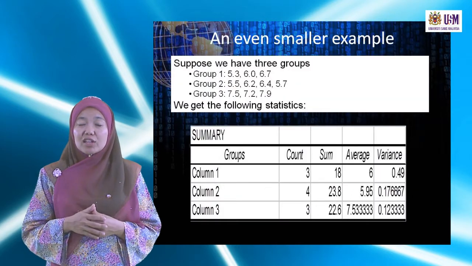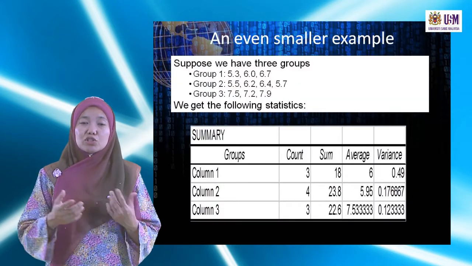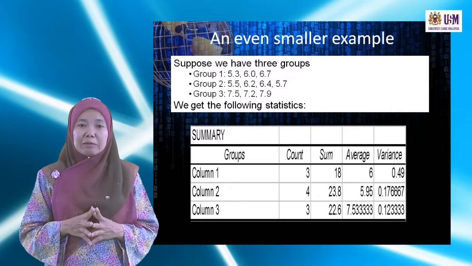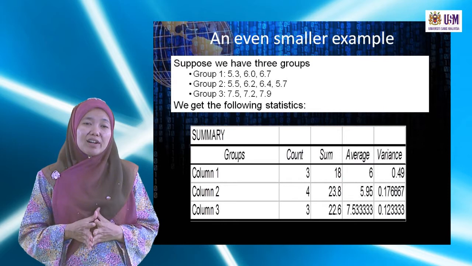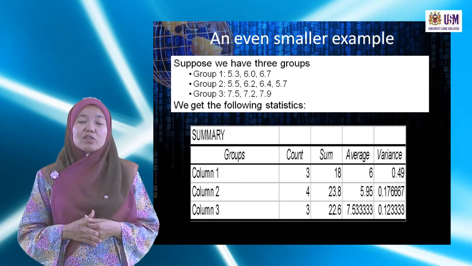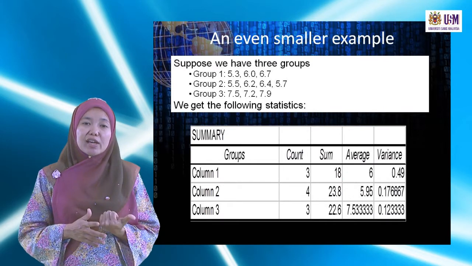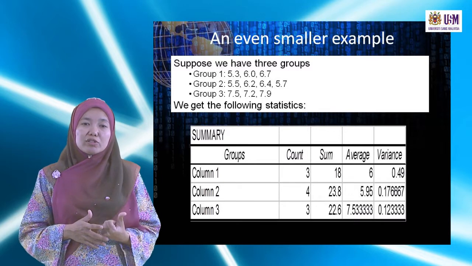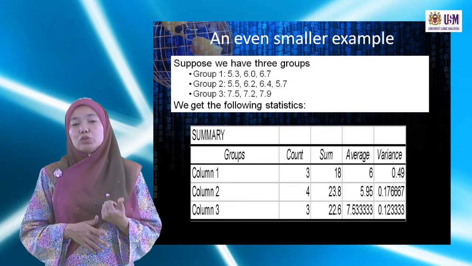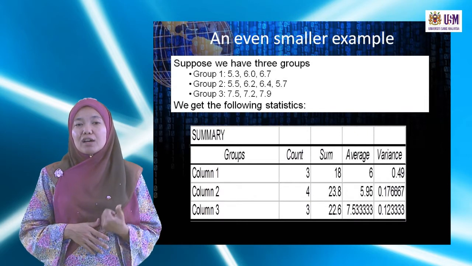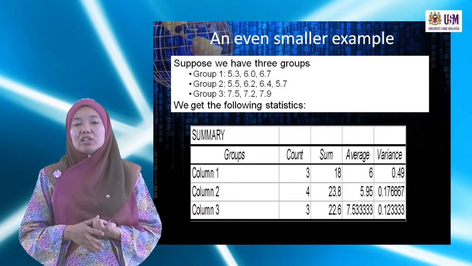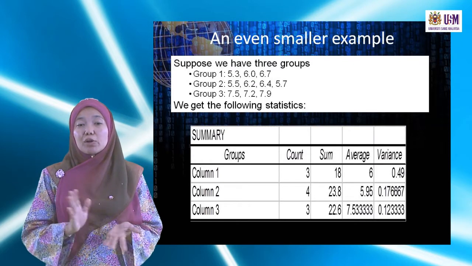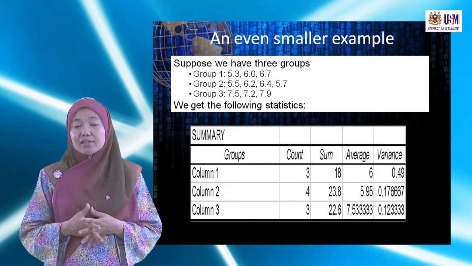In order to illustrate the manual calculation, I'm going to share with you an even smaller example. Suppose you have three groups. It's still one-way ANOVA, but now you have three groups. Group 1 is made up of 5.3, 6.0, 6.7. Group 2 is made up of 5.5, 6.2, 6.4, 5.7. And group 3 is made up of 3 items, 7.5, 7.2, and 7.9.